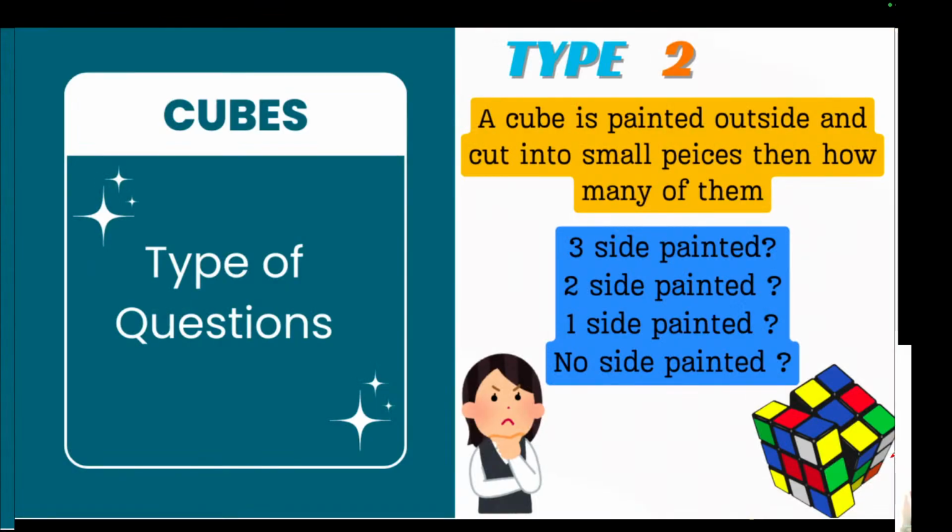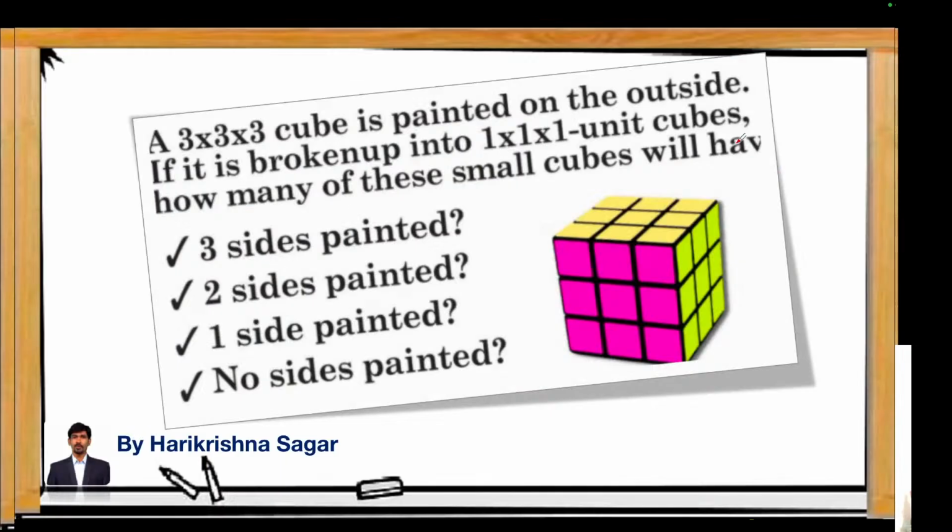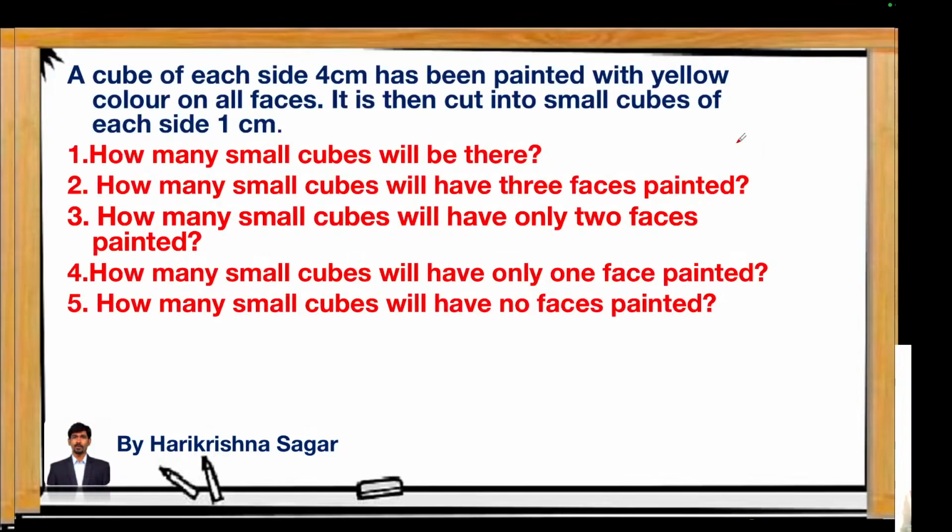And moving forward to the second type of question: cubes. This type of question is always narrated in such a way that a cube is painted outside and cut into smaller pieces. Then how many of them are 3-side painted, 2-side painted, 1-side painted, no side painted? This is the pattern of the question. They will give a passage based question, and there will be 3 questions under the cube. I'm taking a very simple example here.